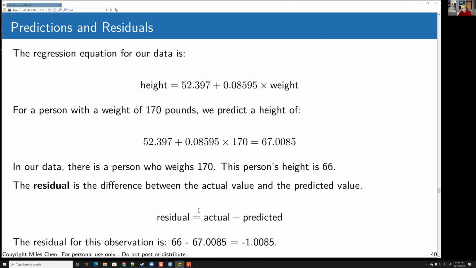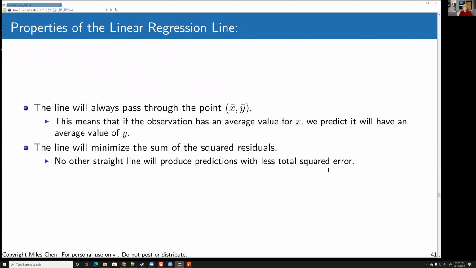Okay, so the residual is the difference between the actual value and the predicted value. And so here our residual for that data point is -1 because we predicted 67 and the actual value is 66.